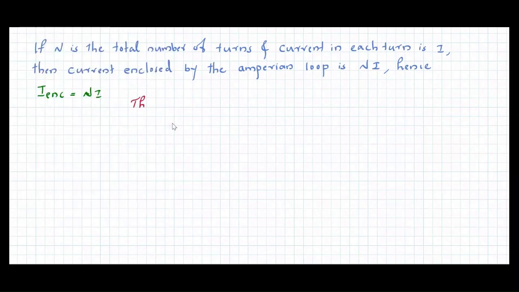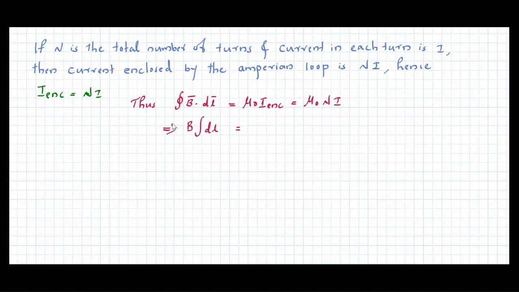Hence, the closed integral of B dot dl equals mu 0 I enclosed becomes the closed integral of B dot dl equals mu 0 NI. Now the magnetic field is circumferential and its magnitude is constant along the Amperian loop, so we can take it outside. Therefore, B times integral dl equals mu 0 NI.